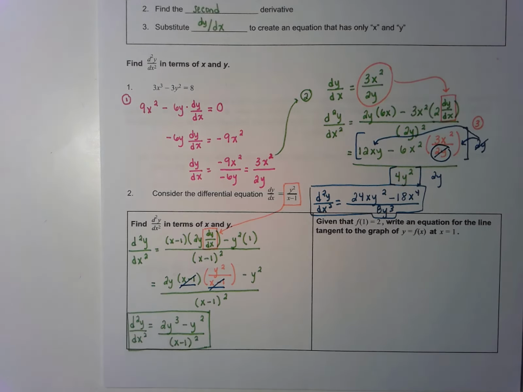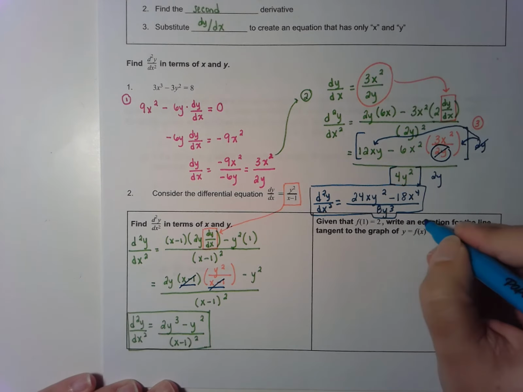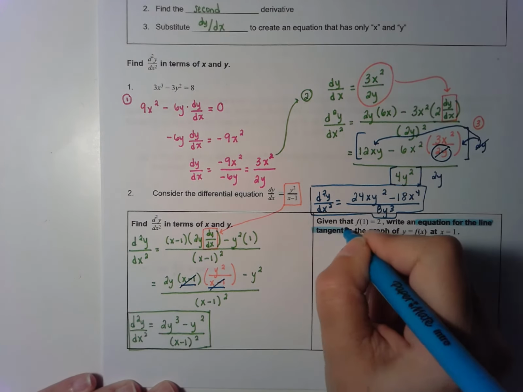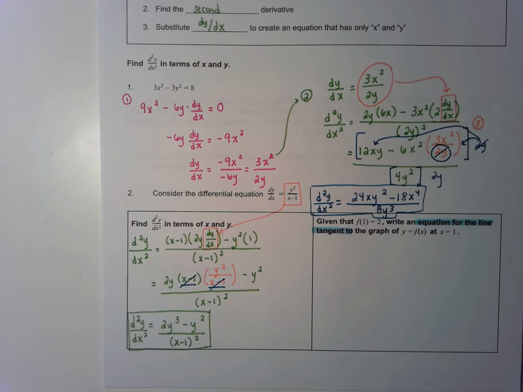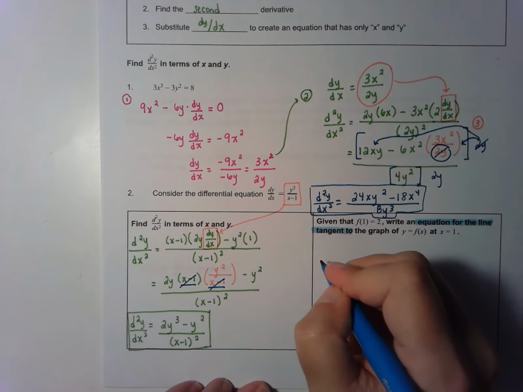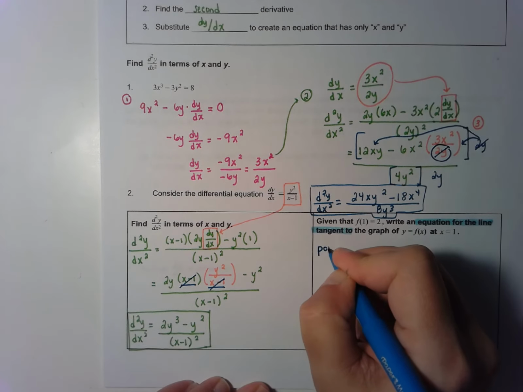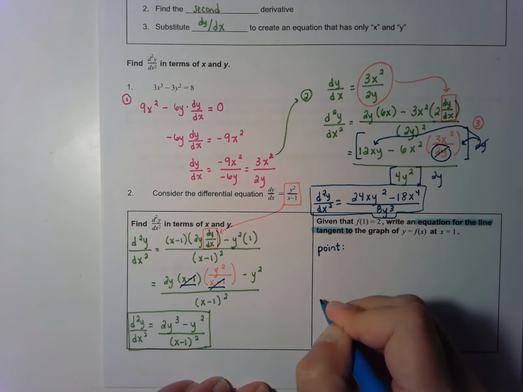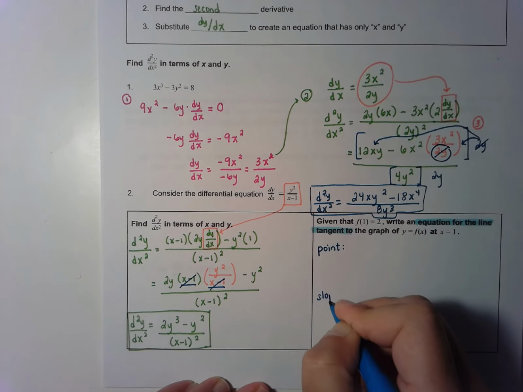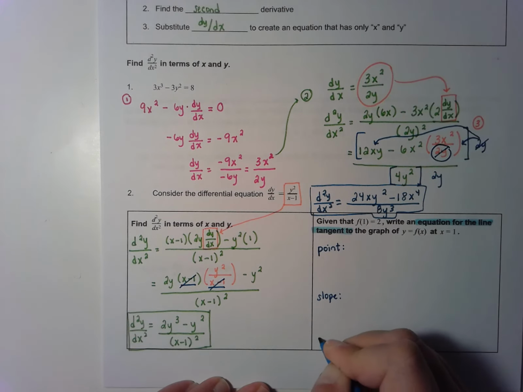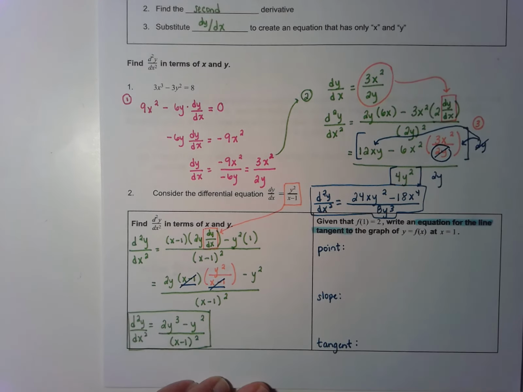Okay, as a follow-up question, if a problem says write the equation for the tangent line, I want to remind you that one of the ways we can help ourselves to organize our work is we can list out the information we need. We need a point, we need a slope, and once we have those things, we can write the equation of our tangent line.